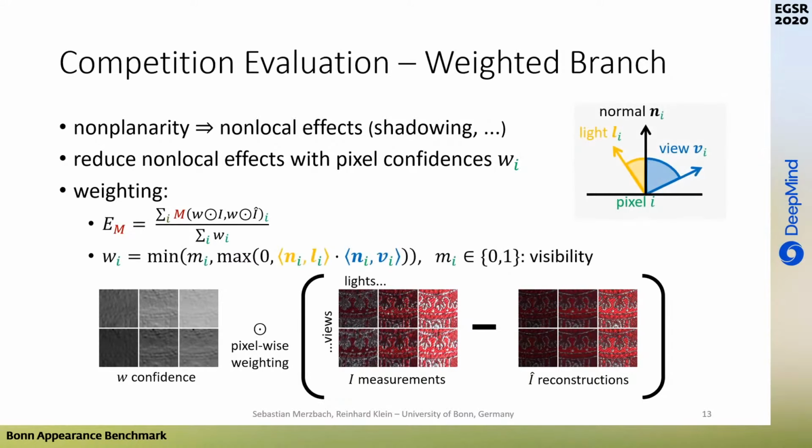The weights are calculated as the product of the cosines of the angle between the light direction and normal and the angle between view and normal. This scheme, which is also known from perceptual BRDF similarity metrics, assigns lower weights to grazing angle configurations, thus modeling their increased uncertainties. Additionally, we compute a visibility term via ray tracing that masks shadowed or occluded pixels.